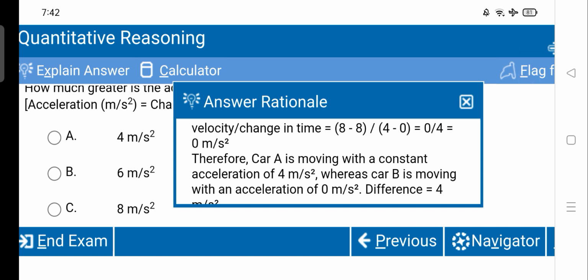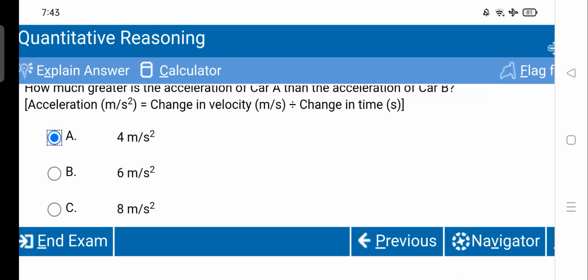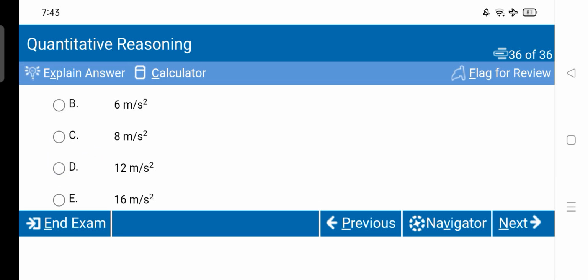Car A is moving with a constant acceleration of 4 meters per second squared, whereas car B is moving with an acceleration of 0 meters per second squared. So the difference equals 4 meters per second squared. That's why the correct option is option A, that is 4 meters per second squared.